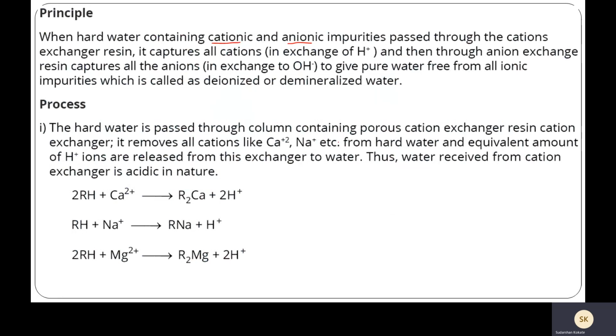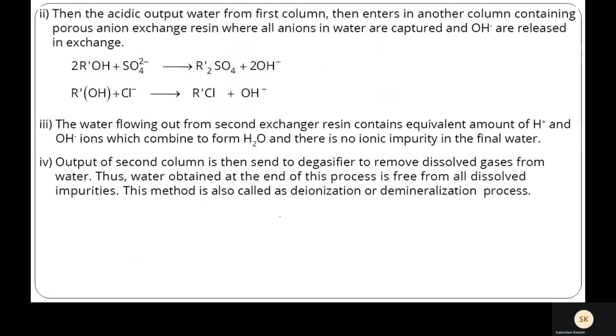Suppose RH2 and Ca2+. If your water sample contains the cation Ca2+ and comes in contact with the cation exchanger resin, then it forms R2Ca plus 2H+. It can form RH plus Na+, giving RNa plus H+. So 2RH plus Mg gives R2Mg plus 2H+. So here, in the cation exchanger resin, the H+ ion is easily replaceable, right? This is the reaction that takes place in the cation exchanger chamber, right?